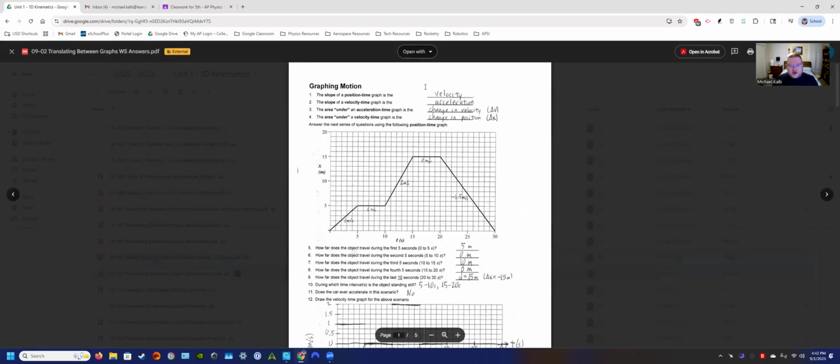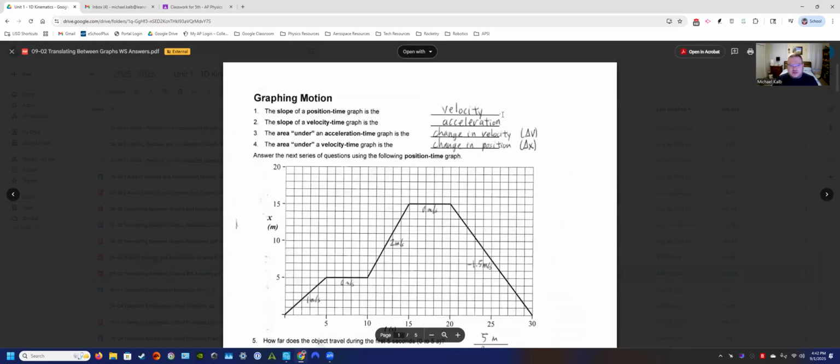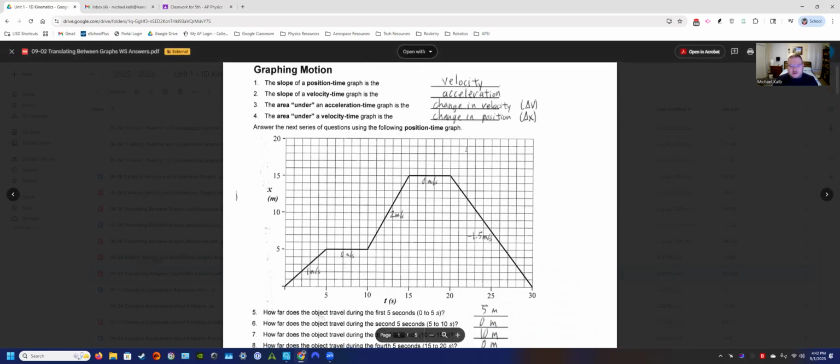So, again, to wrap up what we've seen so far, the slope of a position time graph is the velocity, and the slope of a velocity time graph is the acceleration. The area under an acceleration time graph is the change in velocity, or delta v, and the area under a velocity time graph is the change in position, or delta x. That's what we just learned, those two things.